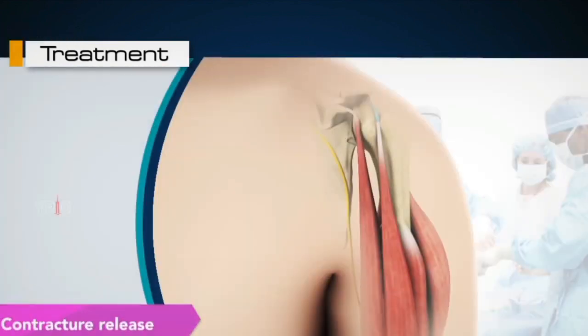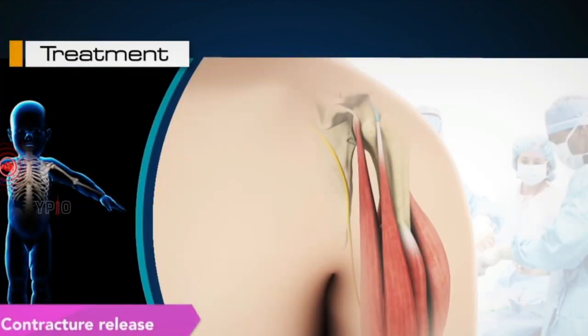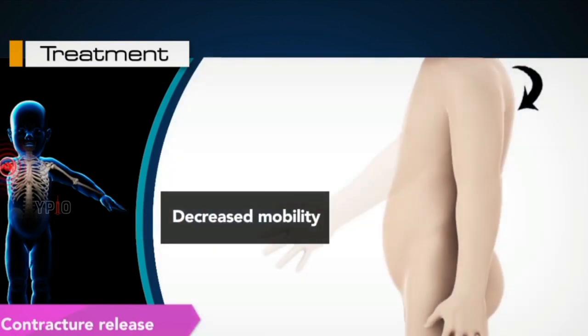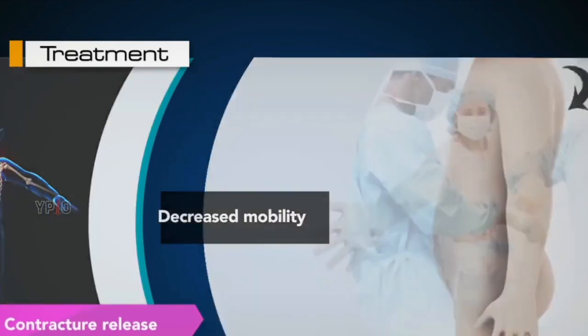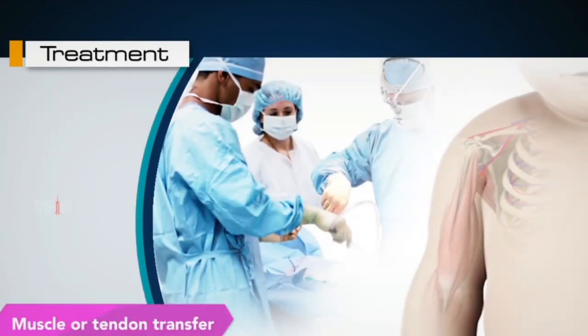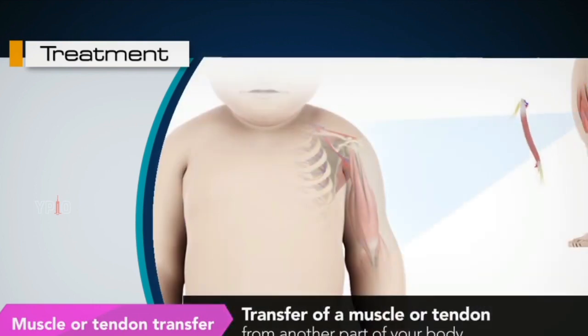Contracture release. Some of these children develop tightness of the shoulder joint because of decreased mobility. This tightness can be corrected surgically. Muscle or tendon transfer surgery may be necessary if the arm muscles have deteriorated. This involves transfer of a muscle or tendon from another part of your body to the damaged part of your arm.